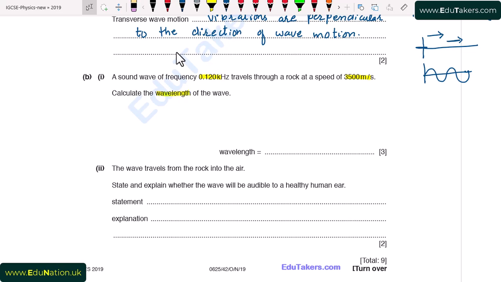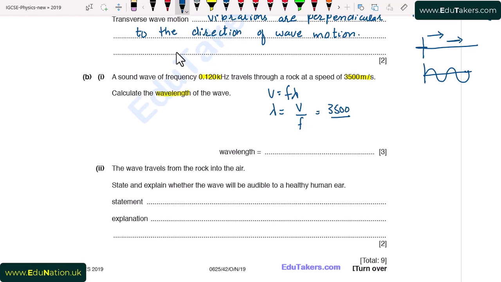Here we have to calculate the wavelength when frequency and speed is given by using a relation that V is equal to f lambda. Here V is speed, f is frequency, and wavelength is represented by lambda. So we have to calculate the value of lambda. It will be equal to V over f. Speed is 3500 meter per second and frequency is given 0.120 kilohertz. We have to convert this into hertz.